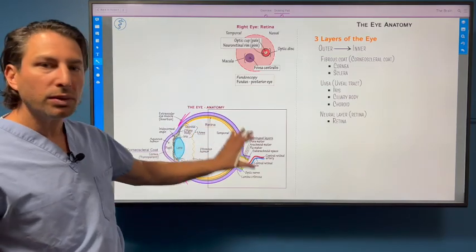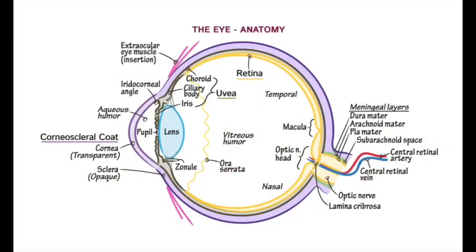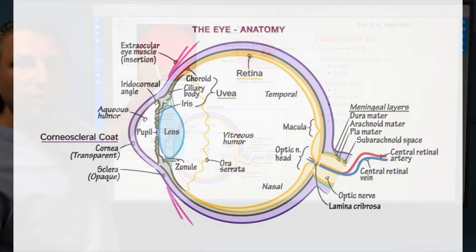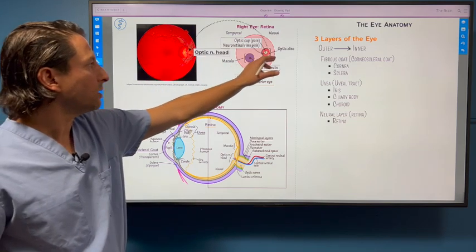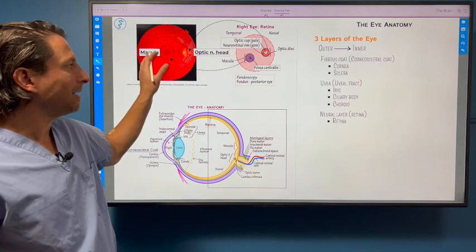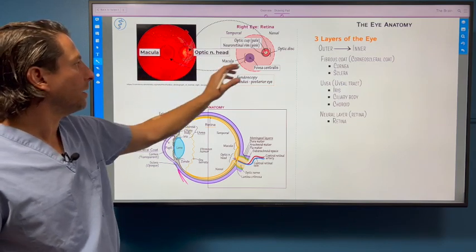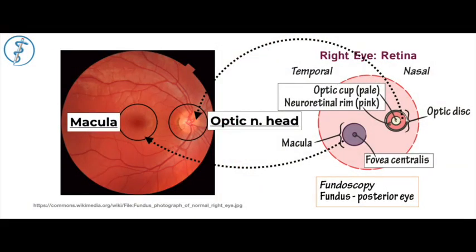Now, let's take this posterior region first. We have the retina, and then importantly, we have this optic nerve head here. And then we have a photograph here of a fundoscopy of a normal eye to show the relationship. So this optic disc or optic nerve head is here, and then this macula here. This darkened area is the macula with the fovea in the center, and then the optic disc has an optic cup, which is pale, surrounded by a neuroretinal rim, which is pink here.